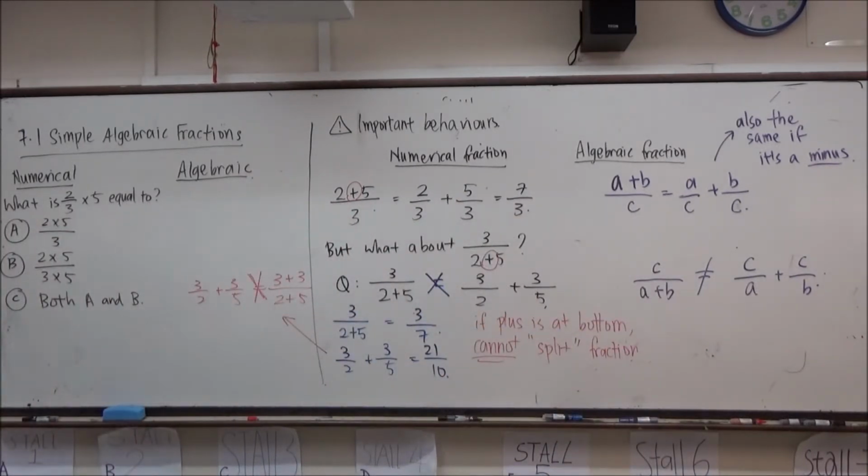Okay, I want us to ask ourselves this question. What about 2 over 3 times 5? Without using a calculator, can you tell me A, B or C, which is actually equal to 2 over 3 times 5? How many of you think that 2 over 3 times 5 is actually equal to 2 times 5 over 3? Who thinks that they are going to be the same, they mean the same thing? Do you understand my question?